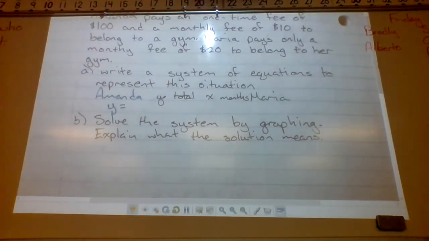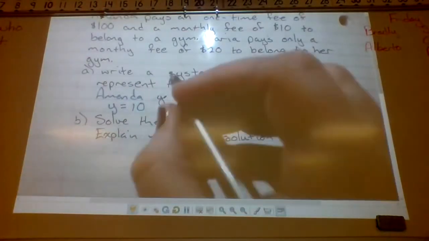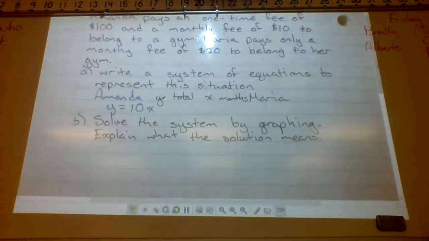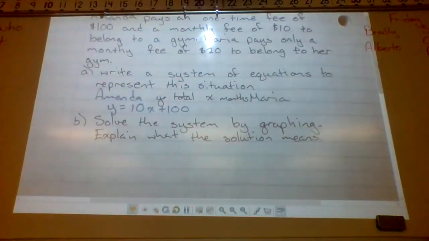What would M represent? How much she pays per month. The one-time fee only happens once. The slope is multiplied into the X value, which means it happens multiple times. Look at the $10. So the slope is the $10. And then you put X, because it's $10 for every single month. Plus 100. There you go. You've written one part of that system.